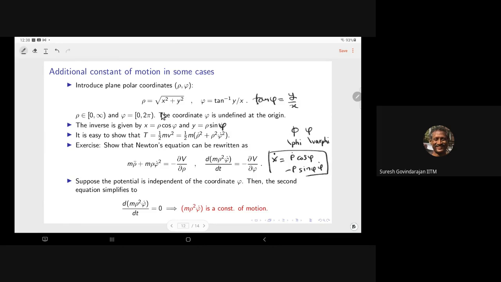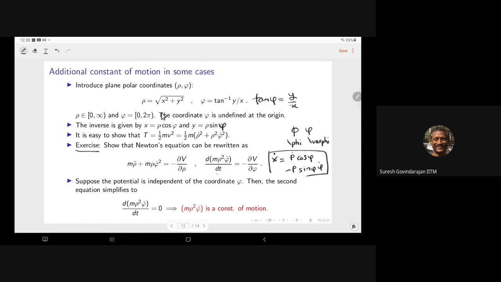Now comes the key point: Newton's equations, there will be two equations, become m rho double dot minus m rho phi dot squared equals minus dV by d rho, and similarly d by dt of m rho squared phi dot equals minus dV by d phi. This is just Newton's equation, and this is an exercise for you.